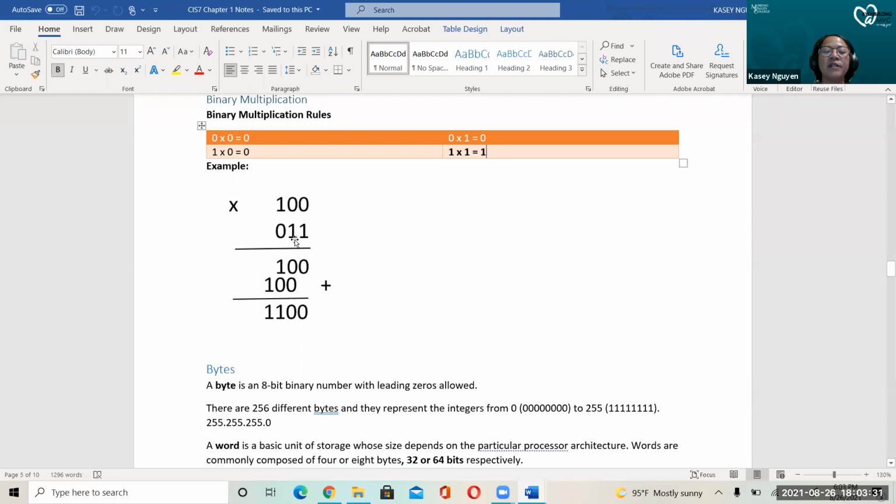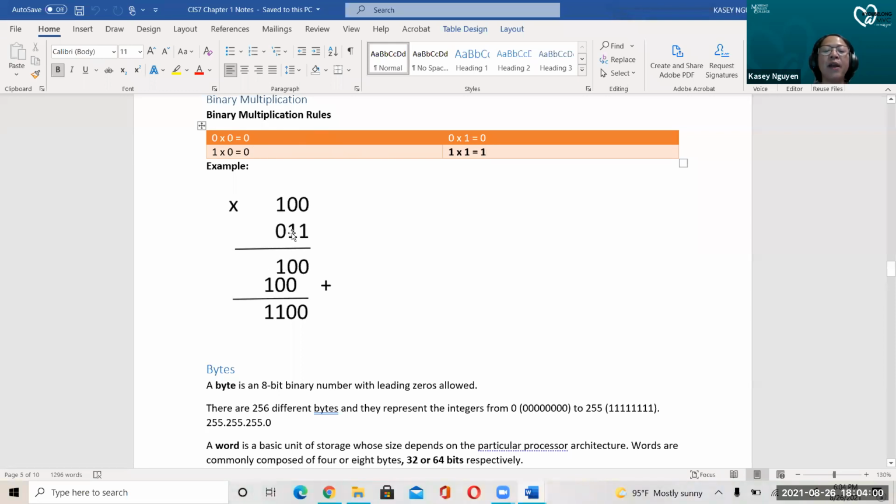Then we move over to the next digit on the left. We're going to take 1 times 0, we get a 0. 1 times 0, we get a 0. 1 times 1, we get a 1. And after that, do we need to multiply the 0? No, because anytime that you multiply the 0 to anything, as our multiplication rule here, we would get a 0.